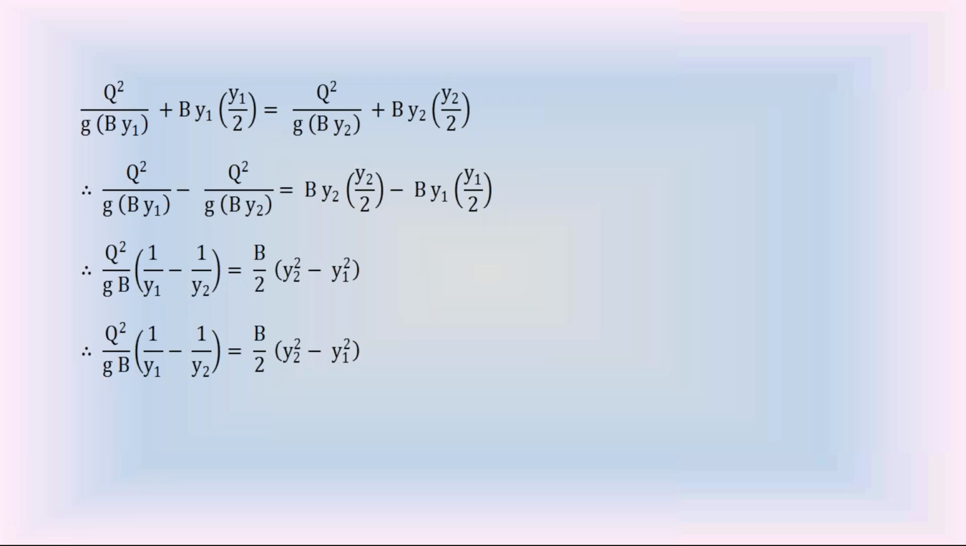What is the specific force in section 2? Q square by ZA2 plus A2 Z2 bar, where A2 is B into Y2 and Z2 bar is Y2 by 2. So equation 1 for the rectangular channel is given by this form: Q square by Z B Y1 plus B Y1 into Y1 by 2 is equal to Q square by Z B Y2 plus B Y2 into Y2 by 2.